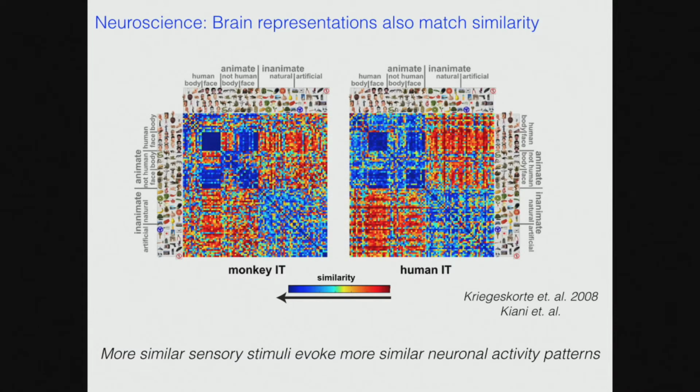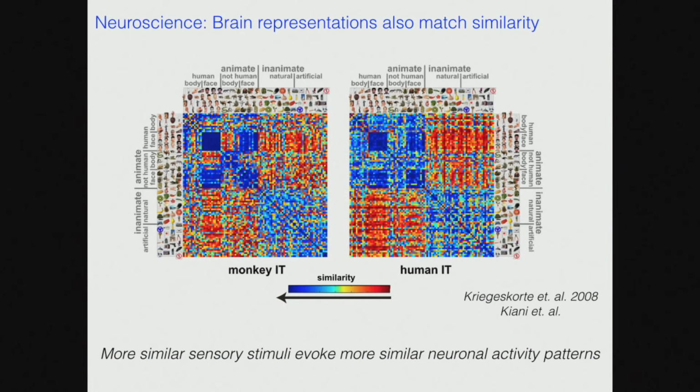The work that I presented was actually done to model how the brain processes data. And it turns out that brain representations also care about matching similarity. So what's presented here is neural recordings from monkey and human IT cortices. IT stands here for inferior temporal cortex. It's not a monkey technician versus a human technician here.